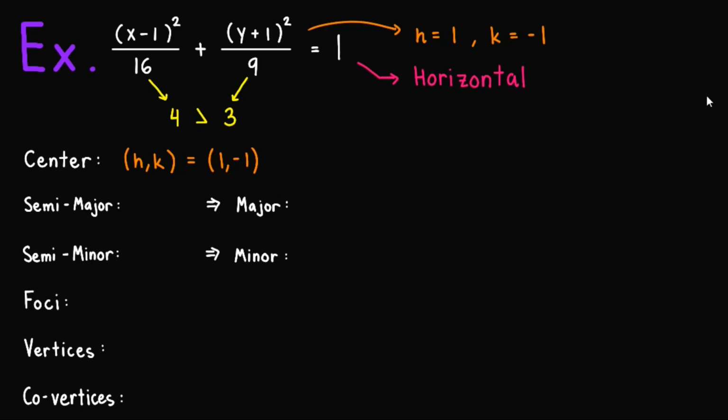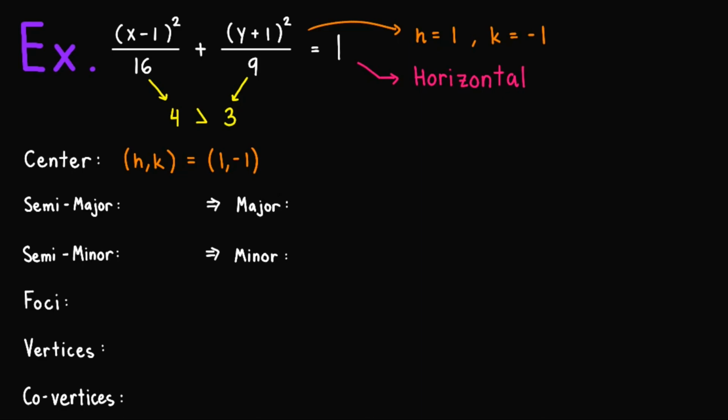So what we'll be using in determining these parts is the one that is for the horizontal ellipse, that reference. So you may reference that one that is mentioned earlier.